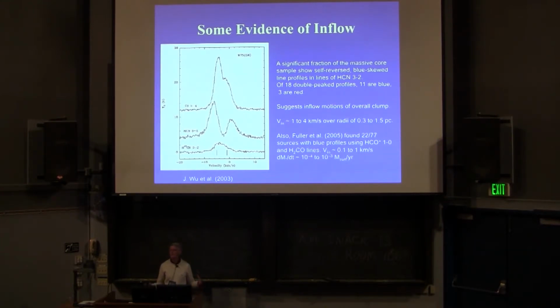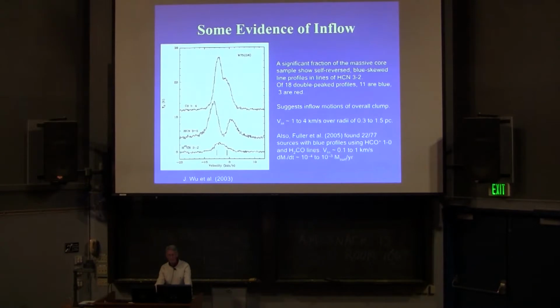Can we see evidence of material falling into or flowing into these regions? Yes, in some. I won't go into the detail of why this kind of profile means infall, but a profile with a stronger blue peak than a red peak can be interpreted as evidence of material flowing in. A significant fraction, though by no means all, of these kinds of regions show this blue profile, though some show a red profile, which would suggest expansion.